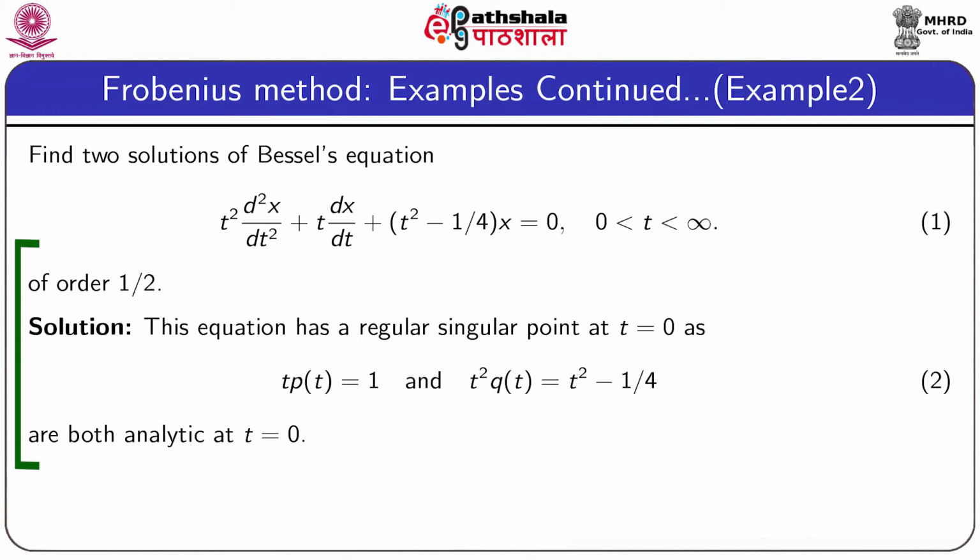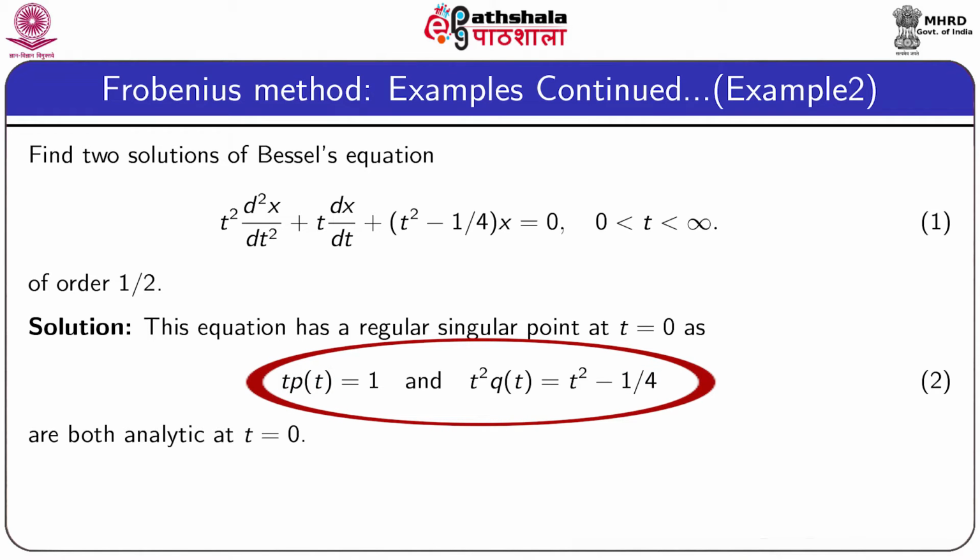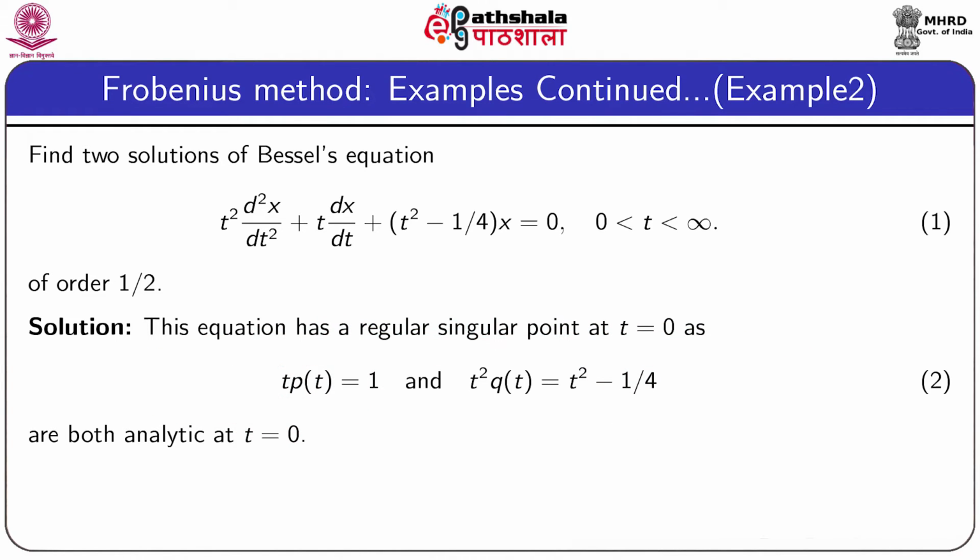The given equation has a regular singular point at t equal to 0, as t into p(t) is equal to 1 and t square into q(t) equal to t square minus 1 by 4, where here p(t) is 1 by t and q(t) is (t square minus 1 by 4) divided by t square, and they are both analytic at the point t equal to 0.